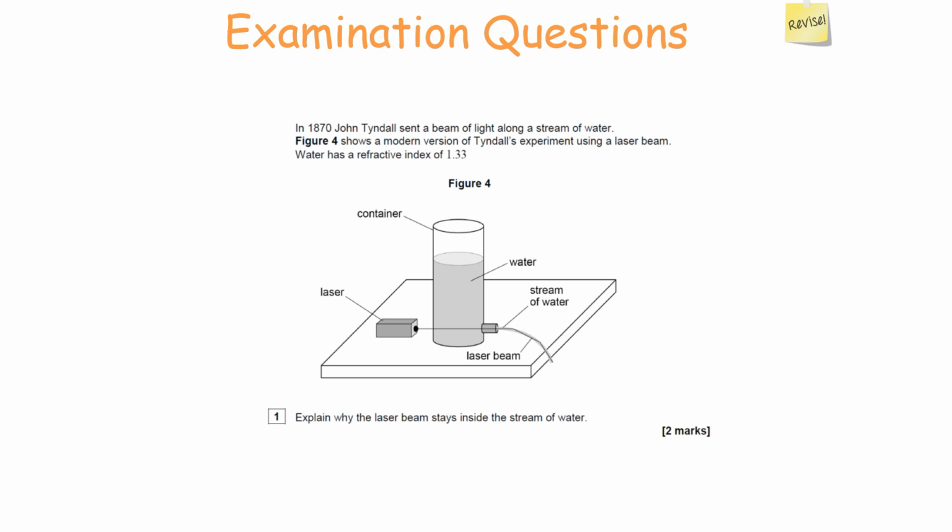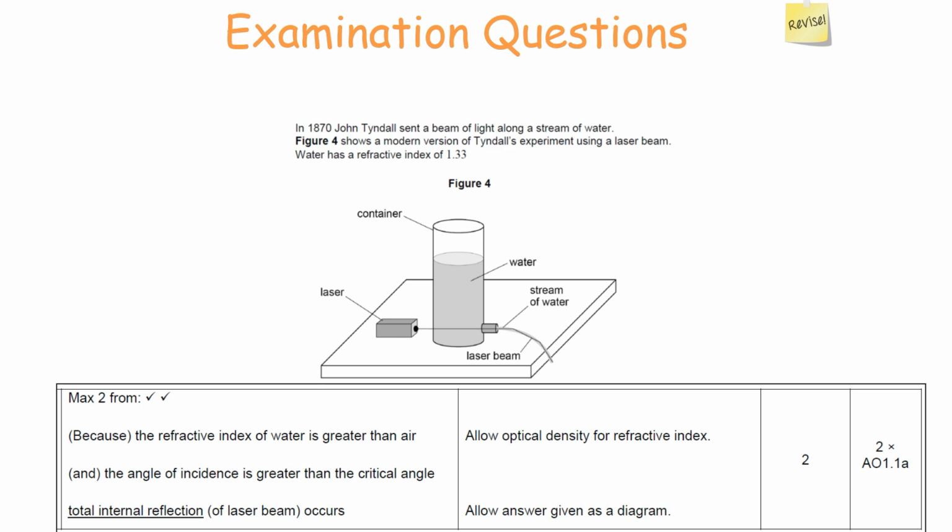Right, so you've been given the refractive index and you've got to understand why it stays inside the stream of water. It's going to stay inside the stream of water because it must be carrying out total internal reflection, which is what you'll get 1 of your marks for. Now the second thing you've got to talk about is why it carries out total internal reflection. The important thing to note is the refractive index of water is 1.33. We know the refractive index of air, which is what's surrounding the water, is 1.